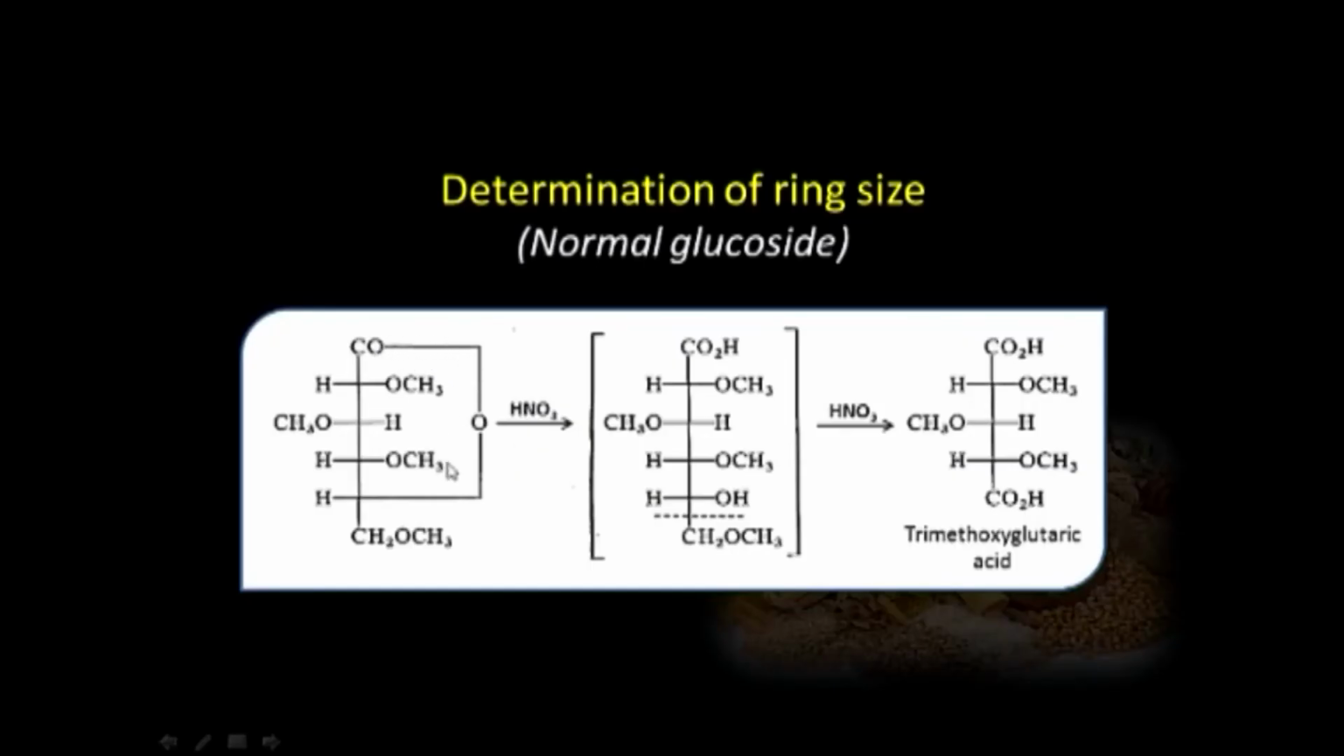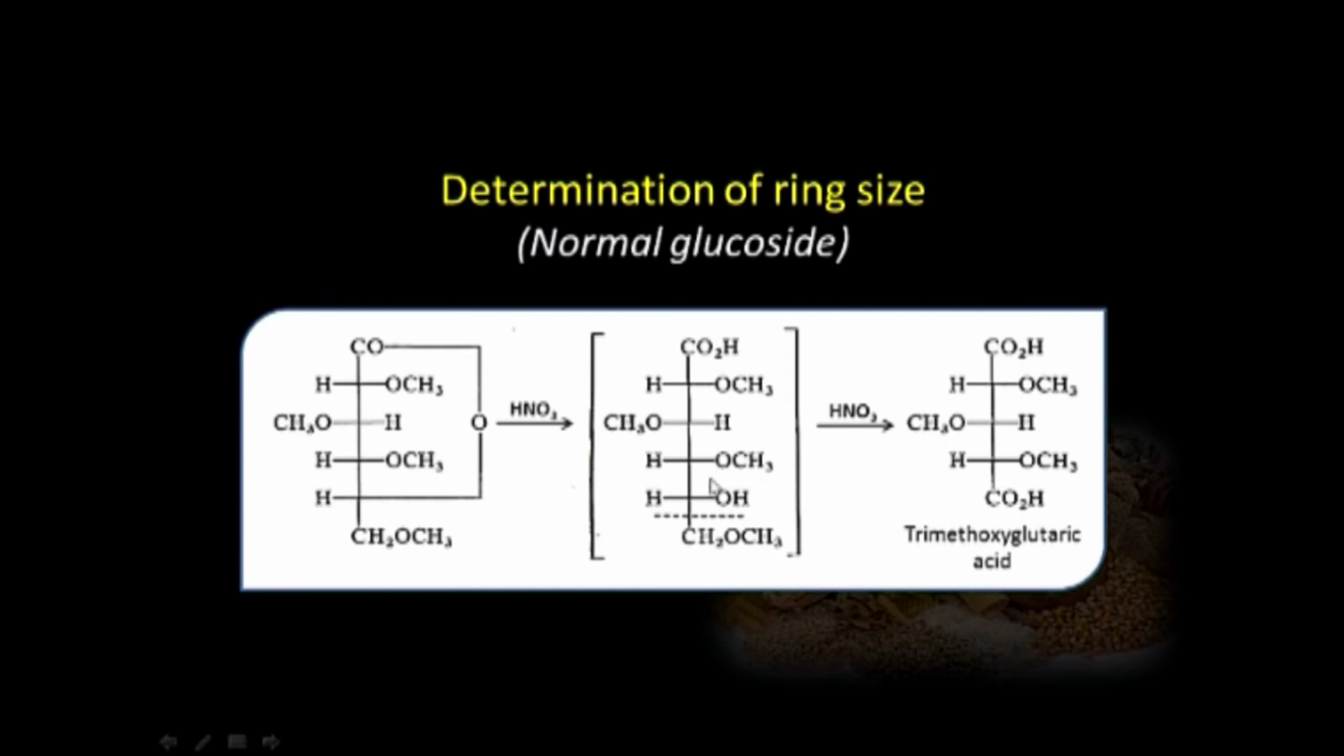This cyclic lactone is now oxidized with nitric acid. What will nitric acid do? This ring opens up and nitric acid will break the carbon chain on either side where the hydroxyl group is. So, if the hydroxyl group is here on this 5th carbon, it may break on this side as well as on this side. So, if the hydroxyl group is at the 5th carbon, we will get this 5-carbon dicarboxylic acid, trimethoxyglutaric acid.